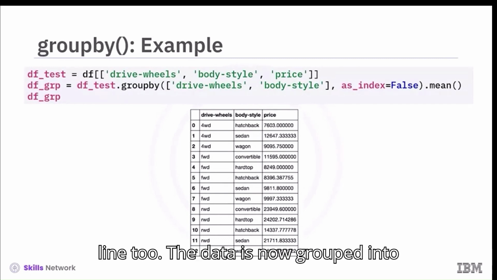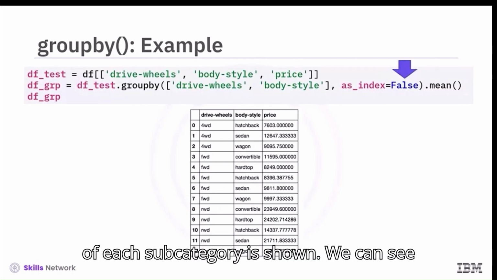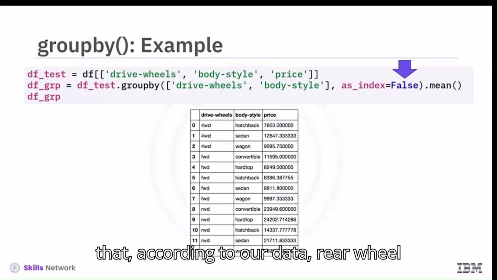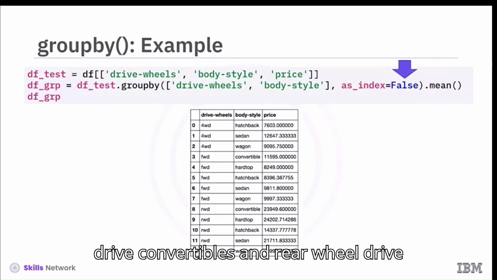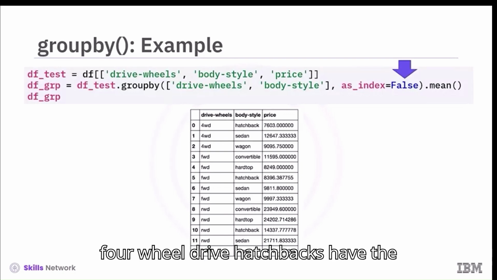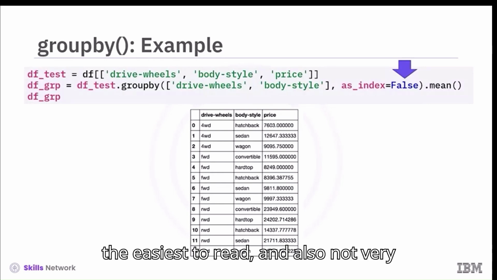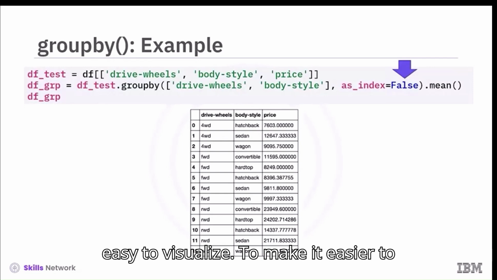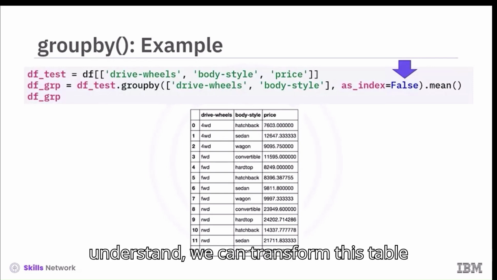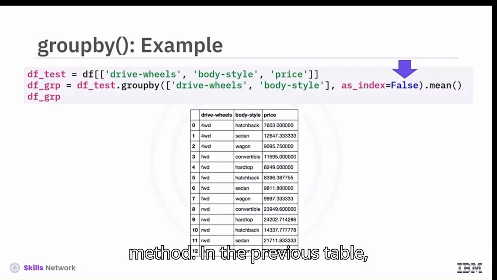The data is now grouped into subcategories, and only the average price of each subcategory is shown. We can see that, according to our data, rear-wheel drive convertibles and rear-wheel drive hardtops have the highest value, while four-wheel drive hatchbacks have the lowest value. A table of this form isn't the easiest to read, and also not very easy to visualize. To make it easier to understand, we can transform this table to a pivot table by using the pivot method.